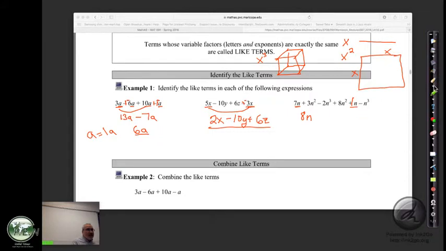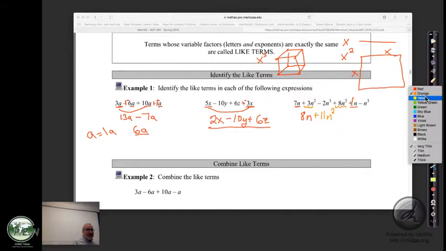Okay, and so then we can come here. Let's go to orange. And then the squareds are like terms to each other, right? So I've got 3 of them and 8 of them. So I can combine them. 3 plus 8 is 11, and what are they? They are n squared. So notice the variable part doesn't change. That's sort of like a name of saying what it is. Anything else?